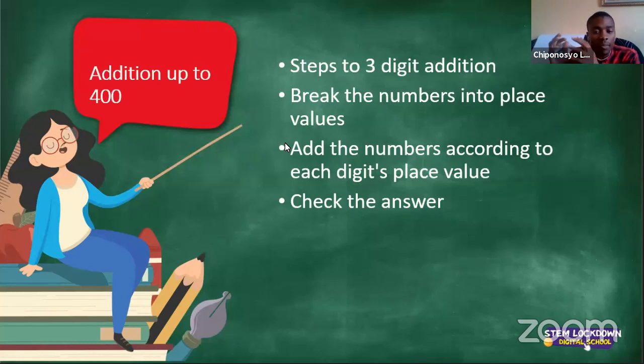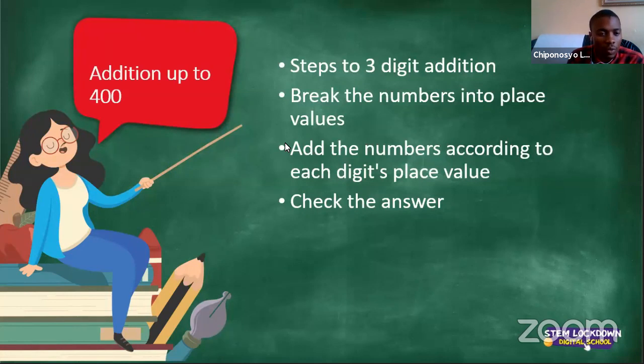We break up the numbers, that's place value. We keep on breaking up the numbers. Then after we break up the numbers, that's where now we add the numbers according to their place. So we add the hundreds together, we add the tens together, and we add the units together. Then we check the answer.